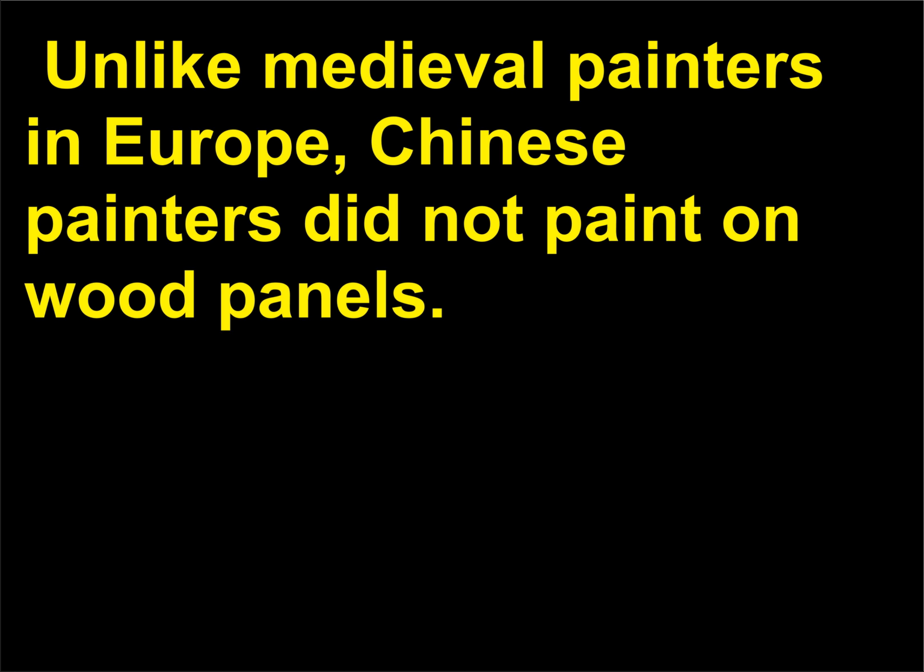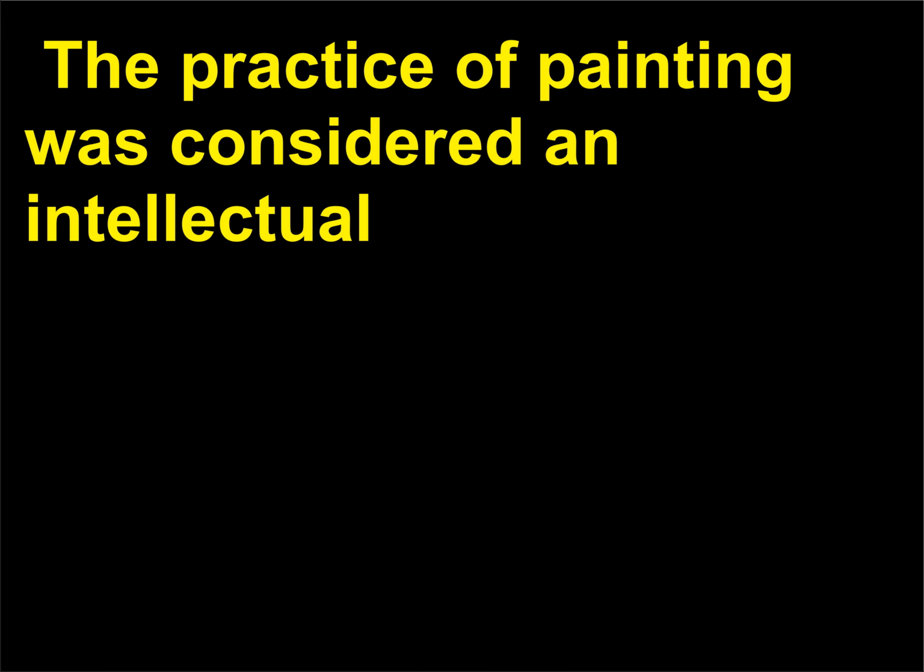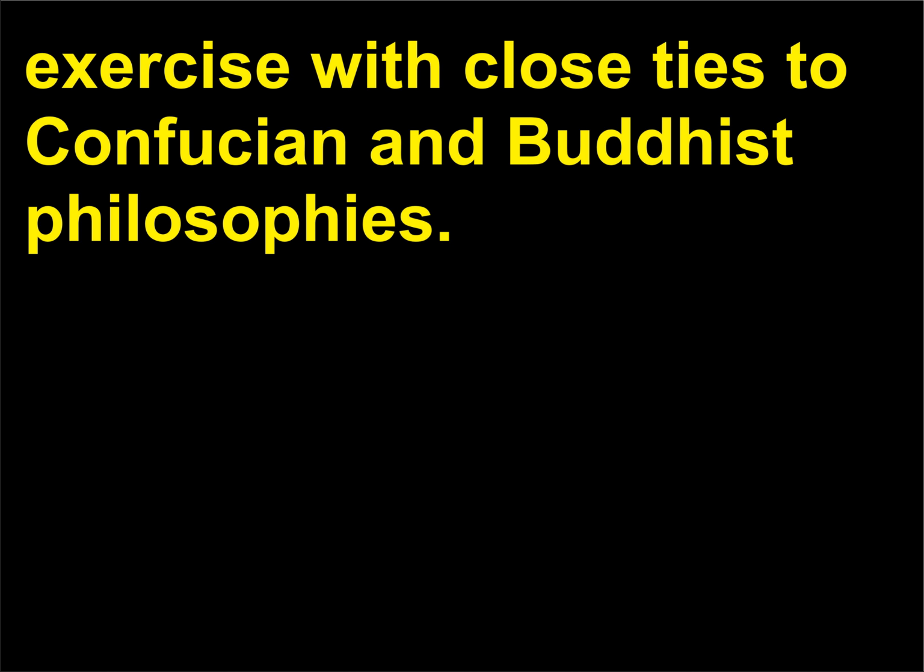Unlike medieval painters in Europe, Chinese painters did not paint on wood panels. Instead, they painted on silk or paper, usually with water-based inks and colorful pigments. The practice of painting was considered an intellectual exercise with close ties to Confucian and Buddhist philosophies.